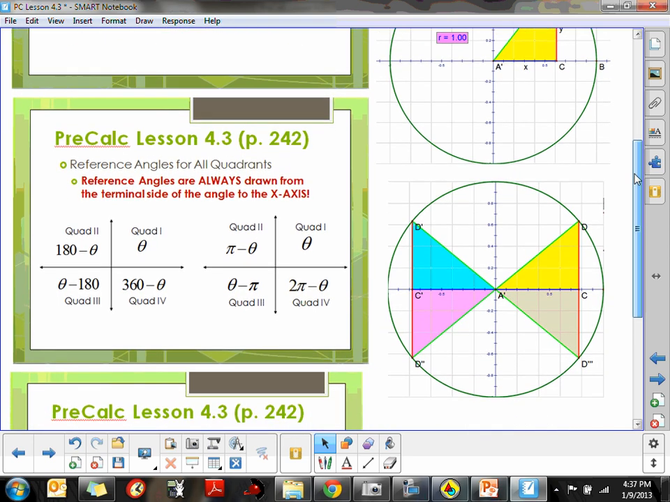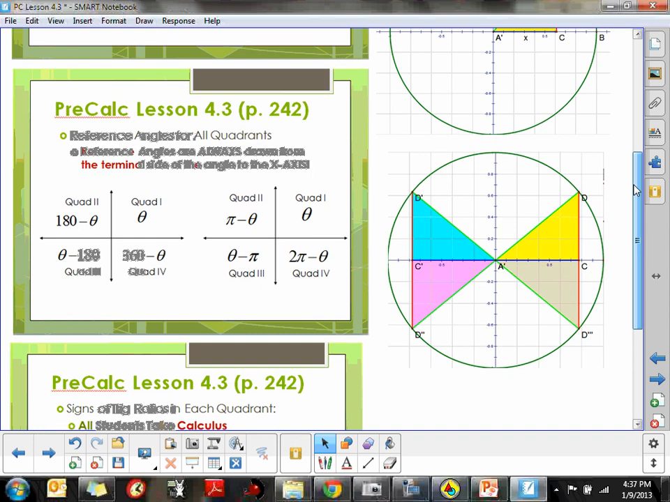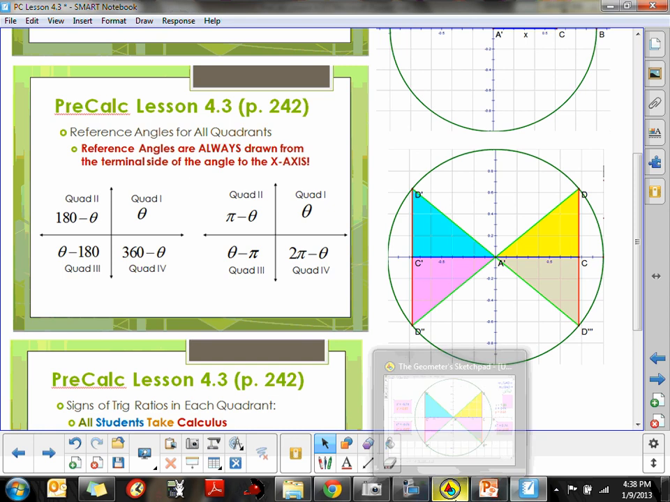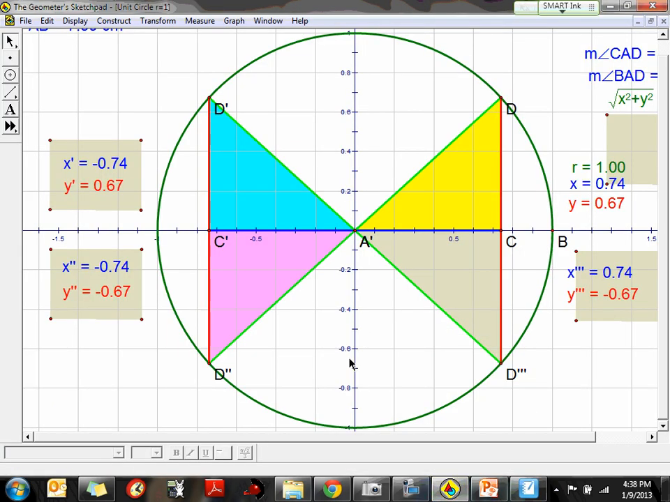So first thing I want to pull out here is a reference angle, and a reference angle for all quadrants. Reference angles are always drawn from the terminal side of the angle to the x-axis. That's extremely important. I try to put that as always to the x-axis in capital letters. So we're going to be looking at different reference angles here because we're going to be reflecting triangles across the symmetry of this unit circle.